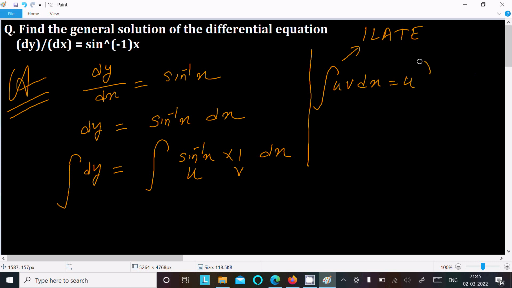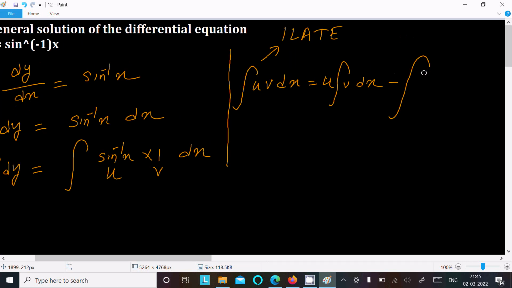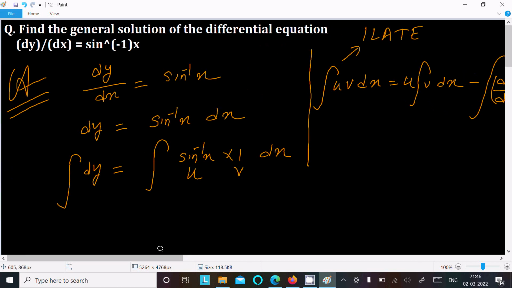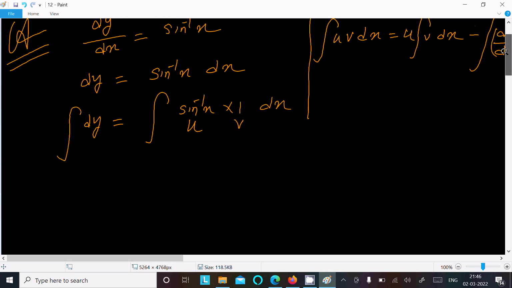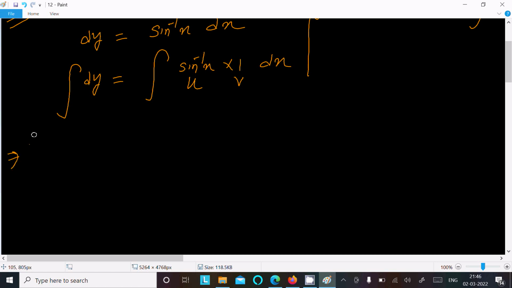So write u, do the integration of v dx, then minus du by dx, and the integration of v dx, then after dx here. According to this integration by parts rule, I'm going to solve the problem. So here y equals the integration of dy. Then we write the u part, sine inverse x, and do the integration of v dx.